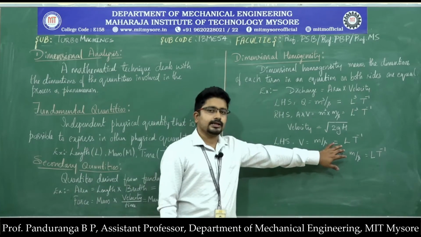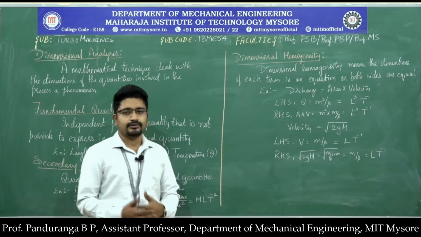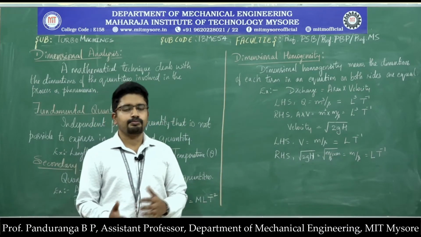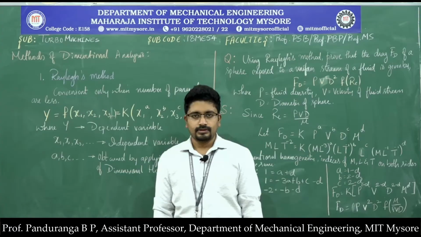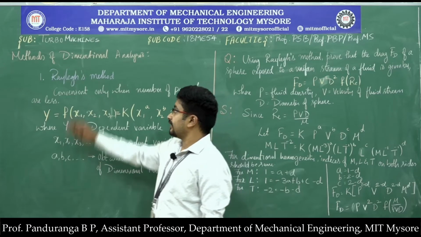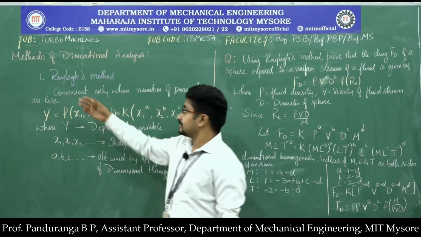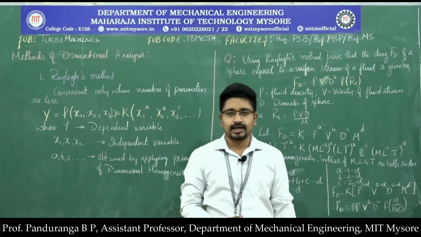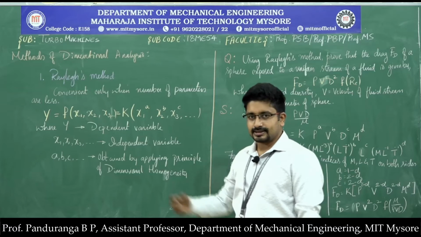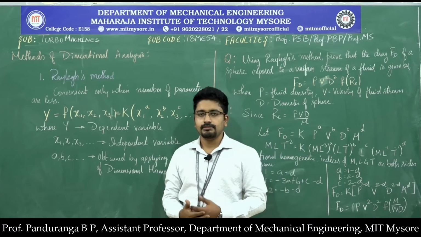We will be using these fundamental dimension terms for a physical quantity or a physical phenomenon to provide a mathematical relation for that process or phenomenon. Now we will see the methods of dimensional analysis. The first and the easiest method is Rayleigh's method, and the second method we are going to study is Buckingham's Pi Theorem.